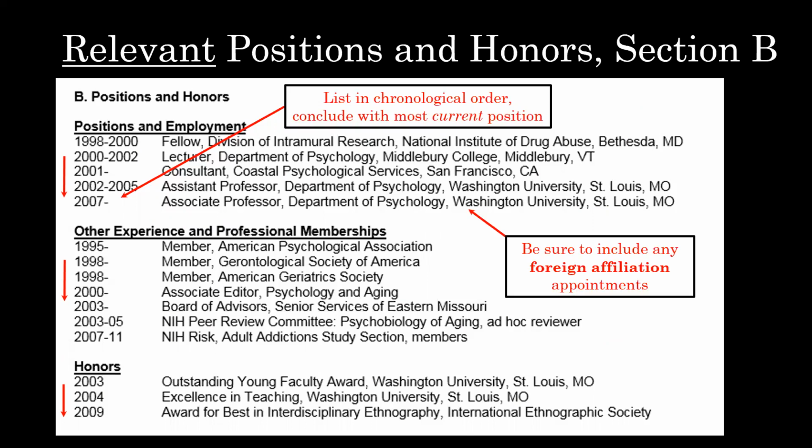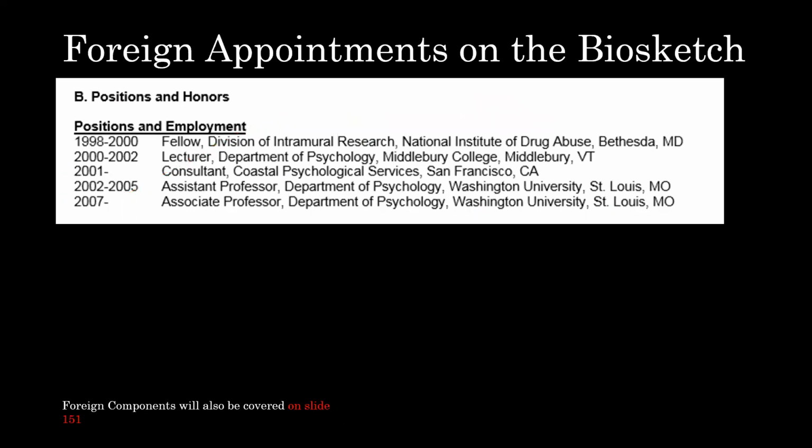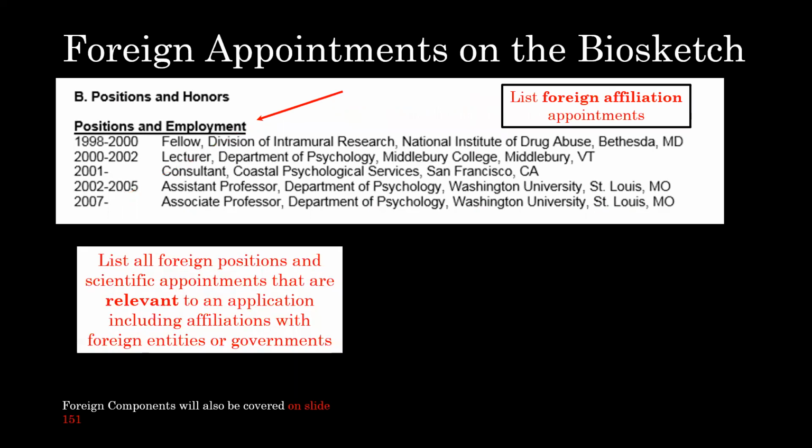And be sure to include any foreign affiliation appointments. So if the faculty member has an appointment at another university or at another foreign institution, this is always very important to list so we can have full disclosure with NIH. Under positions and employment, like I mentioned, if they hold a joint appointment with a foreign entity, that needs to be included in Section B under positions and employment.